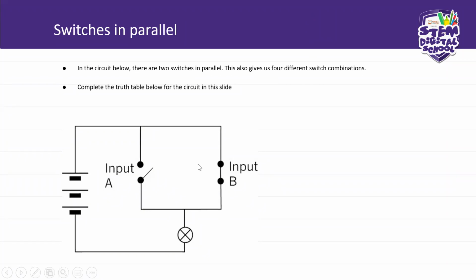If this circuit is like this, what will be the output? There will be an output. Yes, there will be an output, okay? If input A is closed and input B is closed, will there be an output? If input A is closed and this one is open, will there be an output?